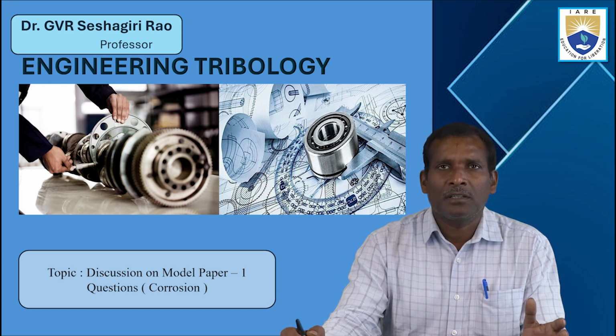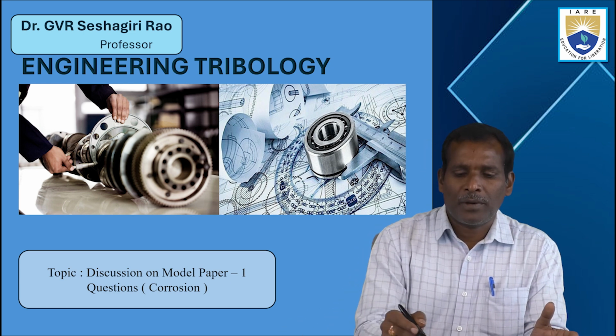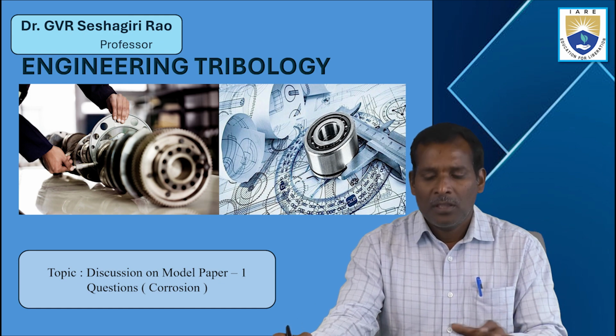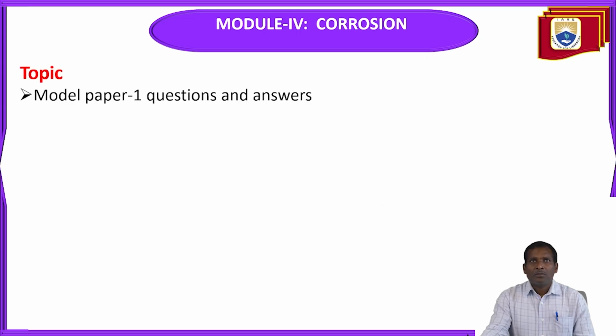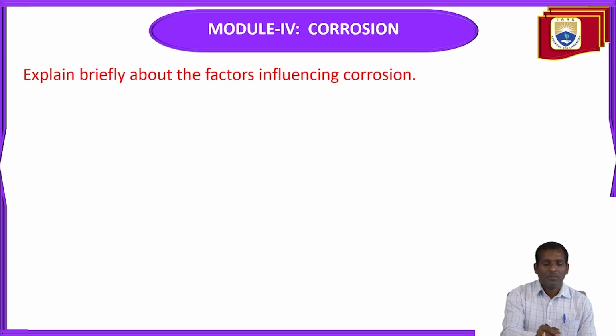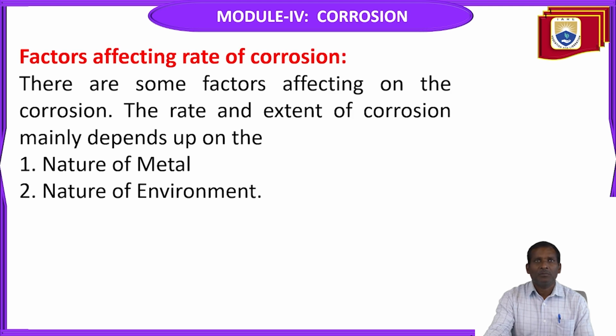We are discussing the engineering tribology subject. Today, as a part of engineering tribology, we will discuss model paper 1 questions related to this corrosion topic. The first question is: explain briefly the factors that influence corrosion. What are the factors influencing corrosion? We have to explain briefly.